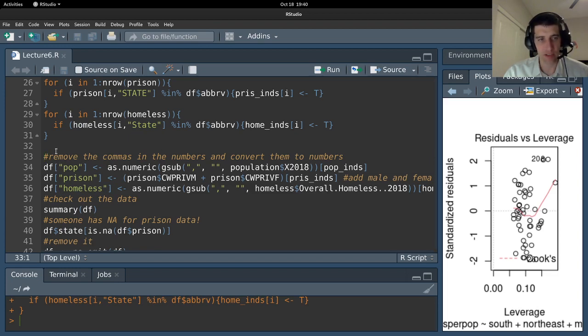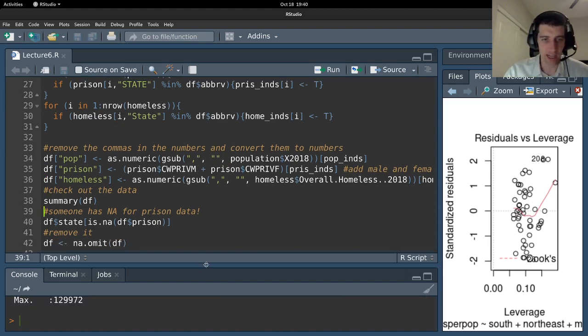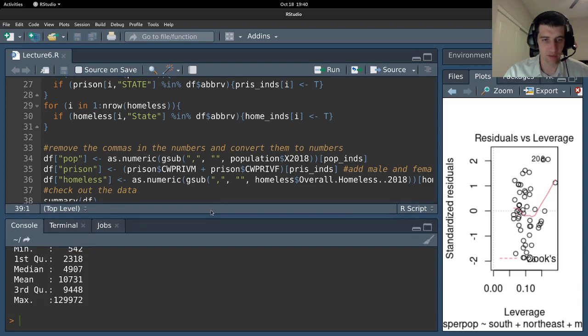This is something you actually might see in your day-to-day practice, which is removing commas from numbers. Sometimes people put commas in numbers to increase readability for really large numbers, but if you do that, R will try and treat that as a string and not a number. And so with this gsub command, I'm replacing all of the commas by substituting them with a blank, an empty string.